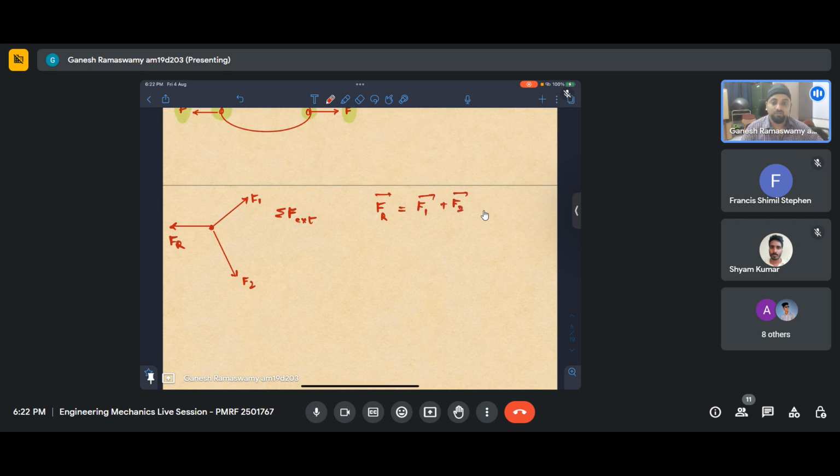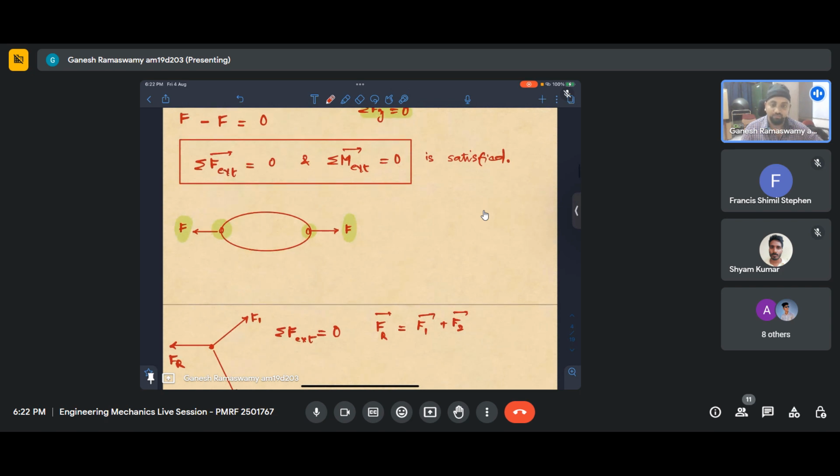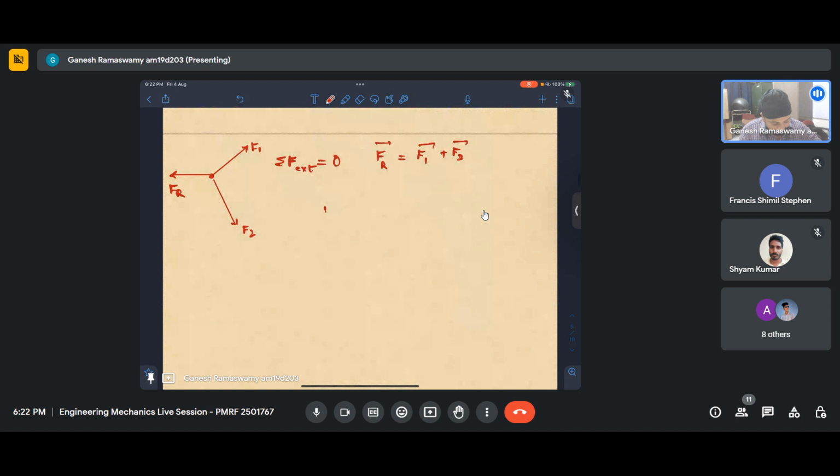Essentially, this satisfies the equilibrium condition. Now, what are the equilibrium conditions that we have discussed? Sigma F external equal to 0 and sigma M external equal to 0. Moment. How is the moment vector defined? It is R cross F.